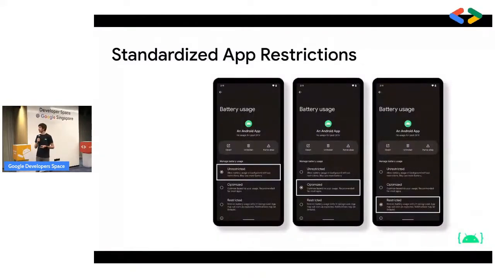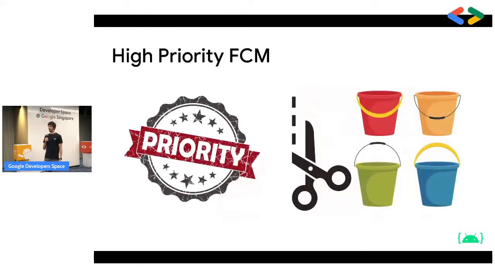This is why we try to standardize these app restrictions in the background. Basically, your application can be either unrestricted, so it will not be killed and you will always have CPU processing, or it can be optimized, meaning that if the application is not being used, it's going to be killed. We'll try to optimize all the tasks we're doing. Or restricted, which means that the Android OS will not allow your application to run in the background.